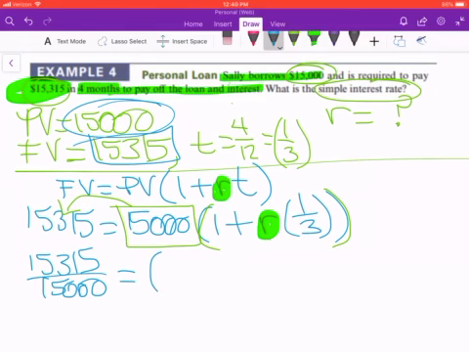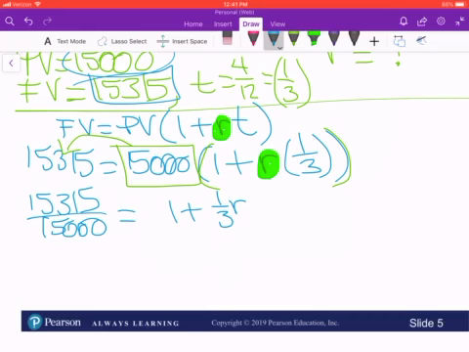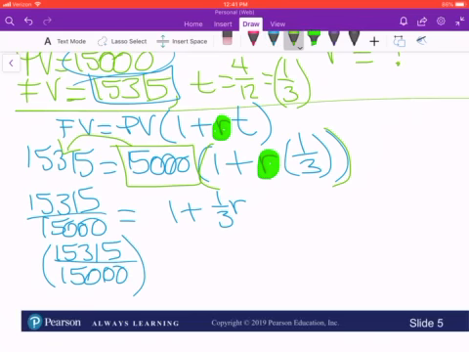So now on the right side, we have 1 plus, and I'm just going to say 1/3 of R, because that will be the same as that multiplication is commutative. So in fact, I could just choose to not have my parentheses anymore because I don't need them. And what I can do here is take this fraction, 15,315 divided by 15,000. And then I'm going to take this positive 1 to the other side. So it will be doing the inverse operation. So minus 1. And that is equal to 1/3 R.